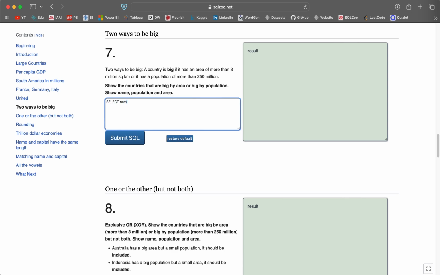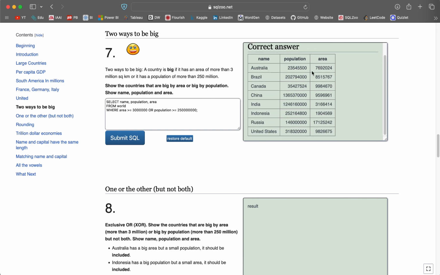Okay, so select name from world, where area, it's big by area or big by population. So it says show name, population, and area. Name, population, and area from world, where area is greater than or equal to 3 million, or, it's not saying and, it's or, pay attention to this, or population is greater than 250 million. Let's run it.